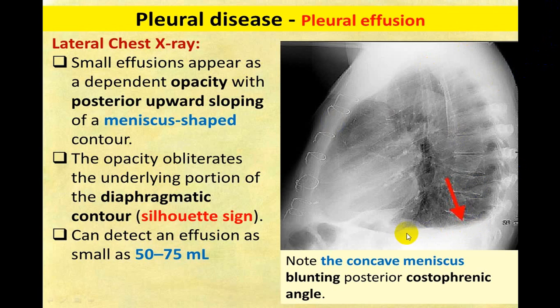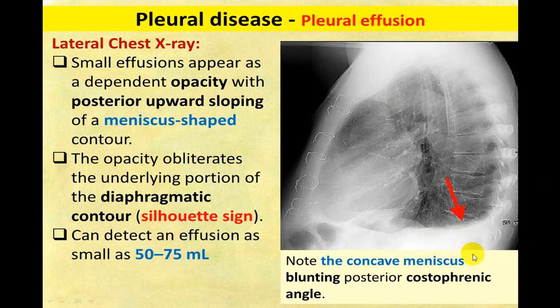Now if you look here, there is an opacity. I cannot make out the diaphragm, hemidiaphragm. And this opacity is showing you a meniscus sign. So this is pleural effusion. Now you have to look at which lateral view it is. So if this is a left lateral, so this is a left side pleural effusion. If it is a right lateral, this is a right side pleural effusion. So you will have to look at that.